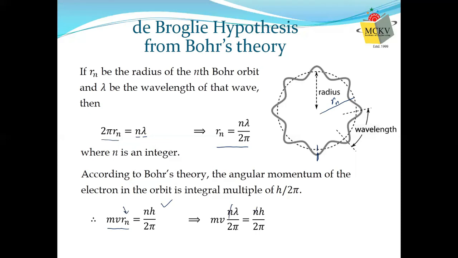So we can cancel these quantities. And mv is nothing but the momentum of the particle. Therefore, p into lambda is h. In other words, lambda equals h by p, the mathematical form of the de Broglie hypothesis. So from Bohr's theory, we can easily establish the de Broglie hypothesis mathematically.